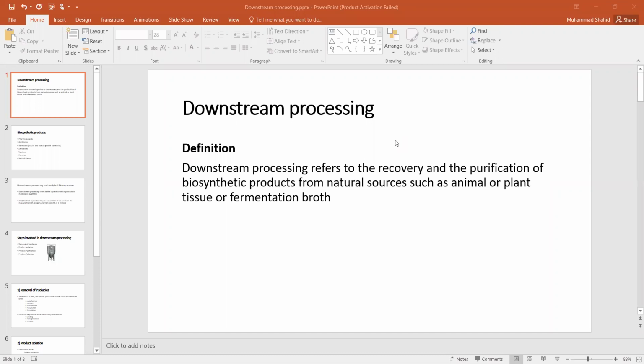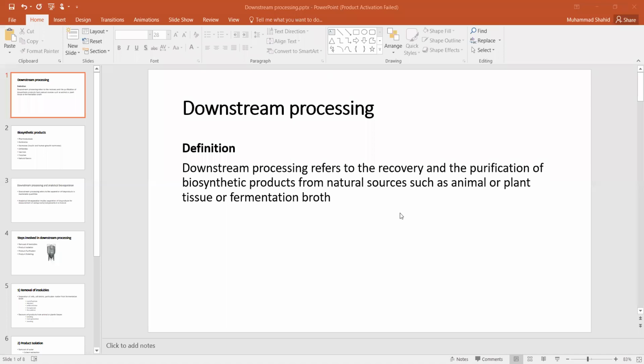Bismillahirrahmanirrahim. Our today's topic is downstream processing. So you all know that in industrial biotechnology, downstream processing is a very important step in order to purify the industrial products. So first of all, I would like to define downstream processing.